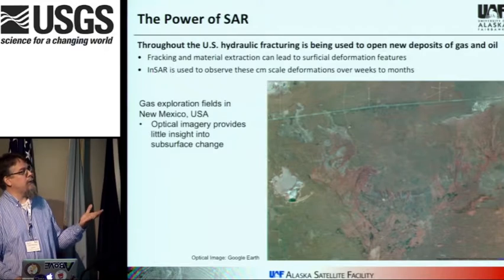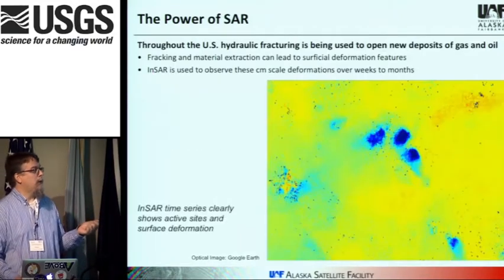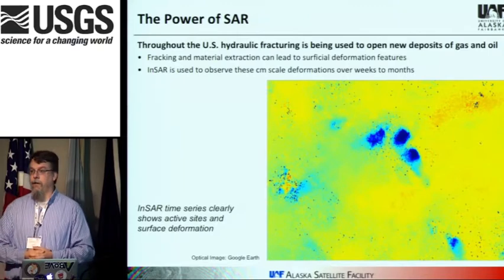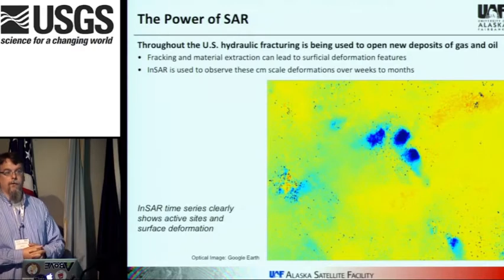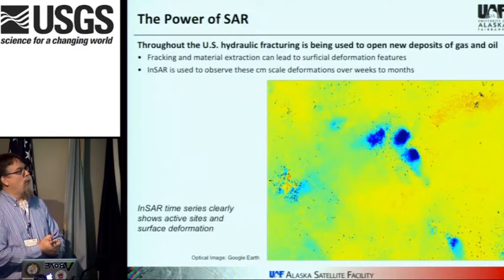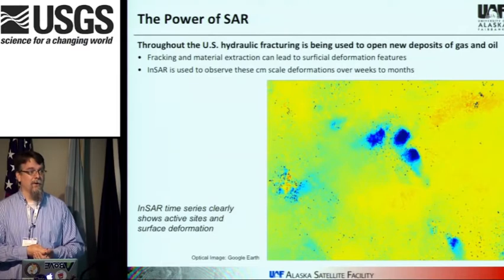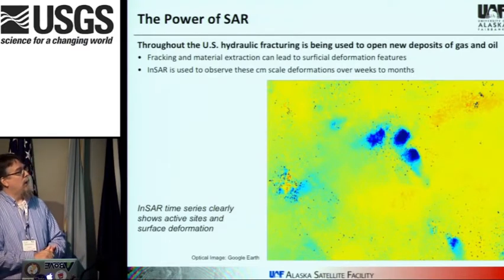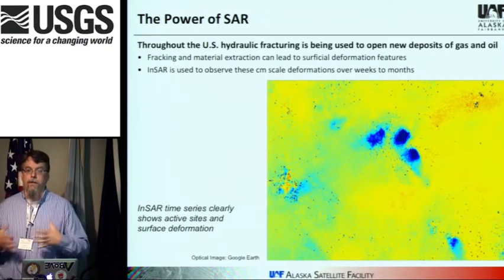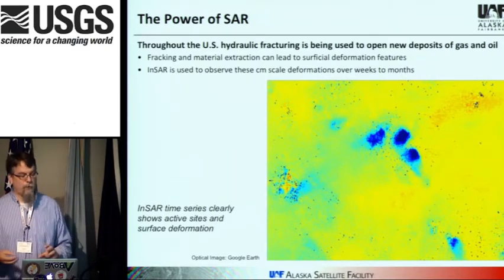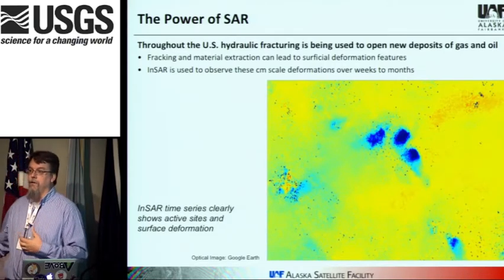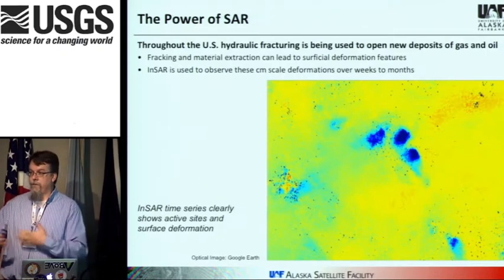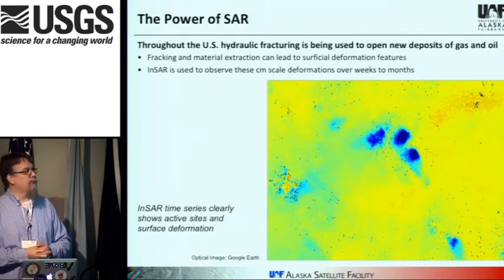If you just look at an optical image, you can't tell what's happening. But if I look at a differential InSAR time series, I can tell exactly what's happening. I can see which wells are active, and which wells are causing distortions of the Earth's surface. This actually isn't that long of a time period, about a year's worth of subsidence in that area. But it's the power. I feel like maybe I'm preaching to the choir, maybe I'm not. But this is one of the things that I think is remarkable about SAR: we're able to measure centimeters of distortion in the Earth's surface from 700 kilometers away, which is remarkable.